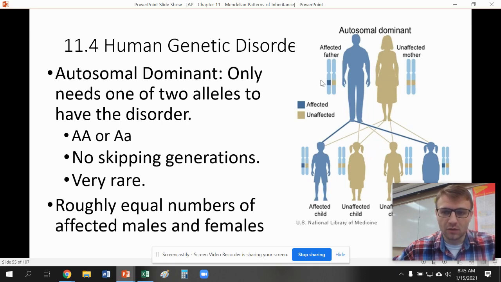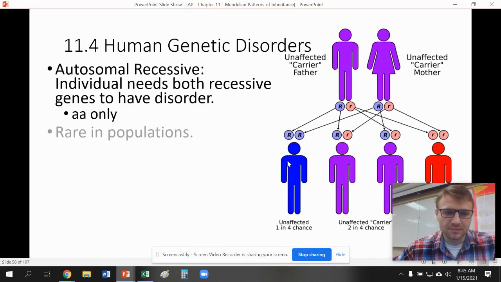Even though 1 out of 4 of these chromosomes is affected, you still have a 50-50 shot because remember, you're only giving one of these two with the affected father. Roughly equal numbers of males and females. So again, this one doesn't skip generations.